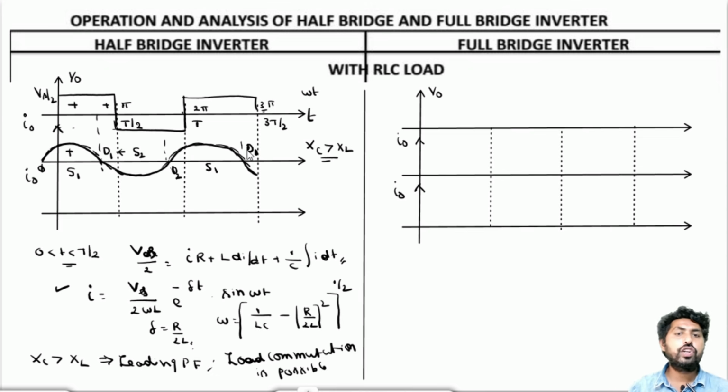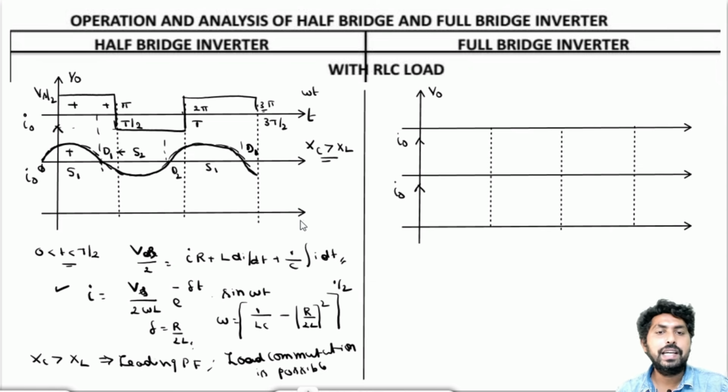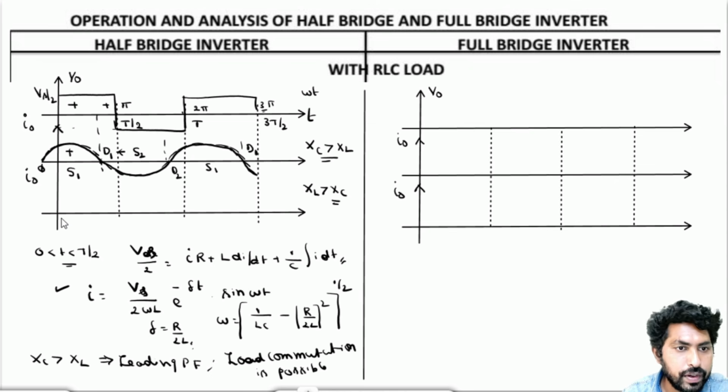Now, we have drawn for XC greater than XL. Let me draw for XL greater than XC. What happens if XL is greater than XC? If XL is greater than XC, the current waveform should lag the output voltage, like this.